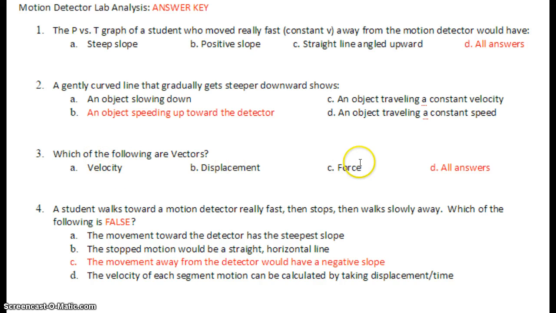Which of the following are vectors? Velocity, displacement, and force. Well, all of these are, all of which are indicated by a magnitude and direction.